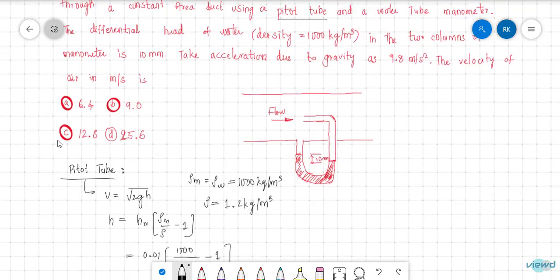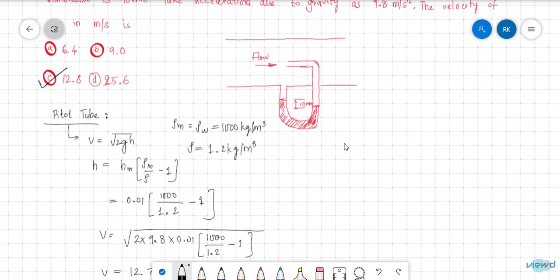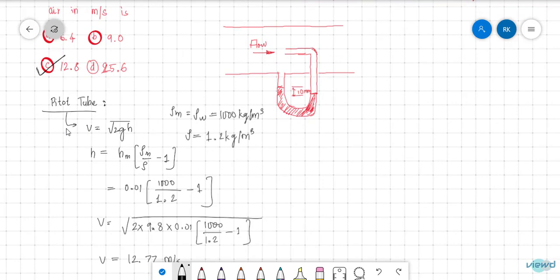Option C, 12.77 is 12.8. Option C is the correct answer. So simply apply the formula for pitot tube or a pitot static tube or venturi meter. Directly apply the formula, you will get the answer. So solve more problems on this Bernoulli's equation application.